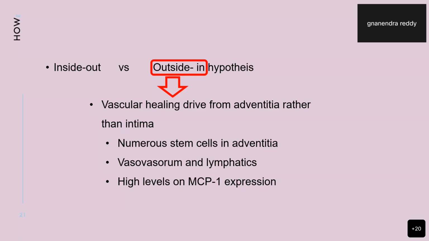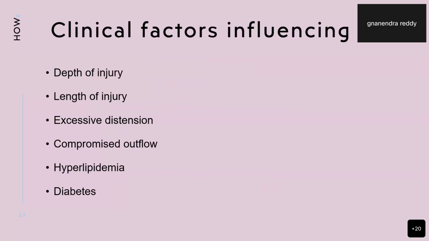There are also several clinical factors which influence the intimal hyperplasia development, whether the degree or the length of development. So it's the depth of injury, the length of injury, excessive distension, a compromised outflow, hyperlipidemia, and also diabetes.